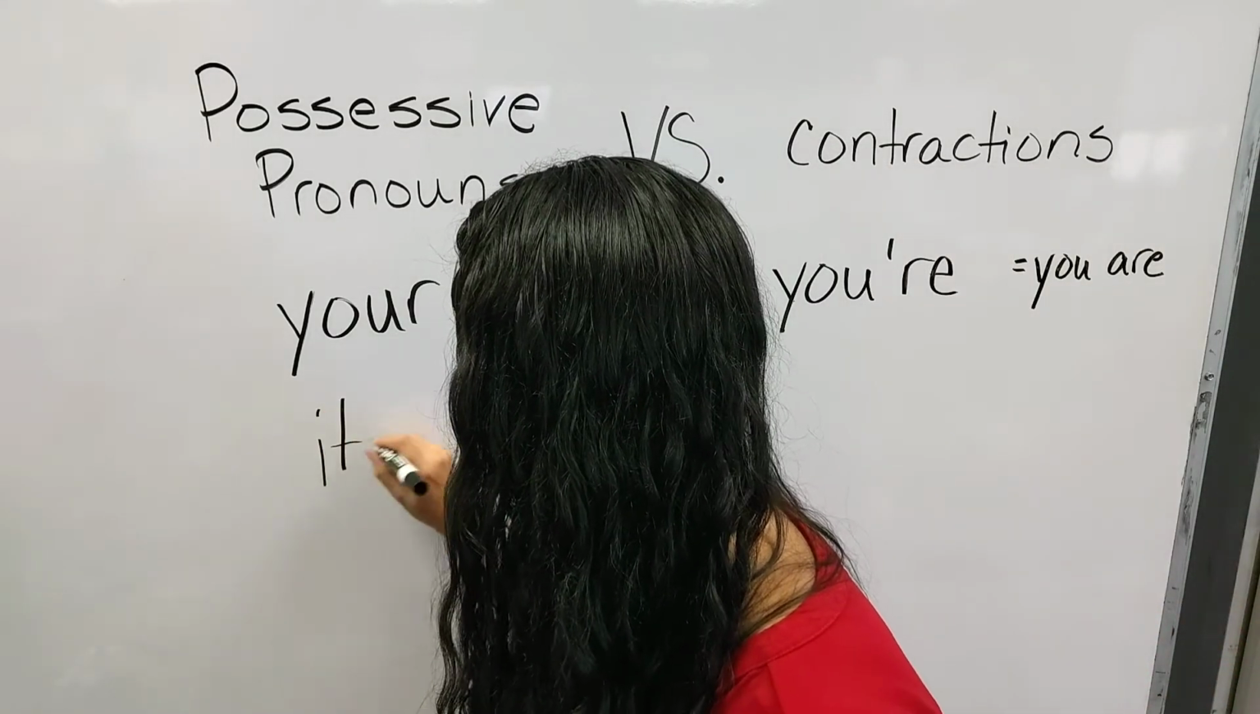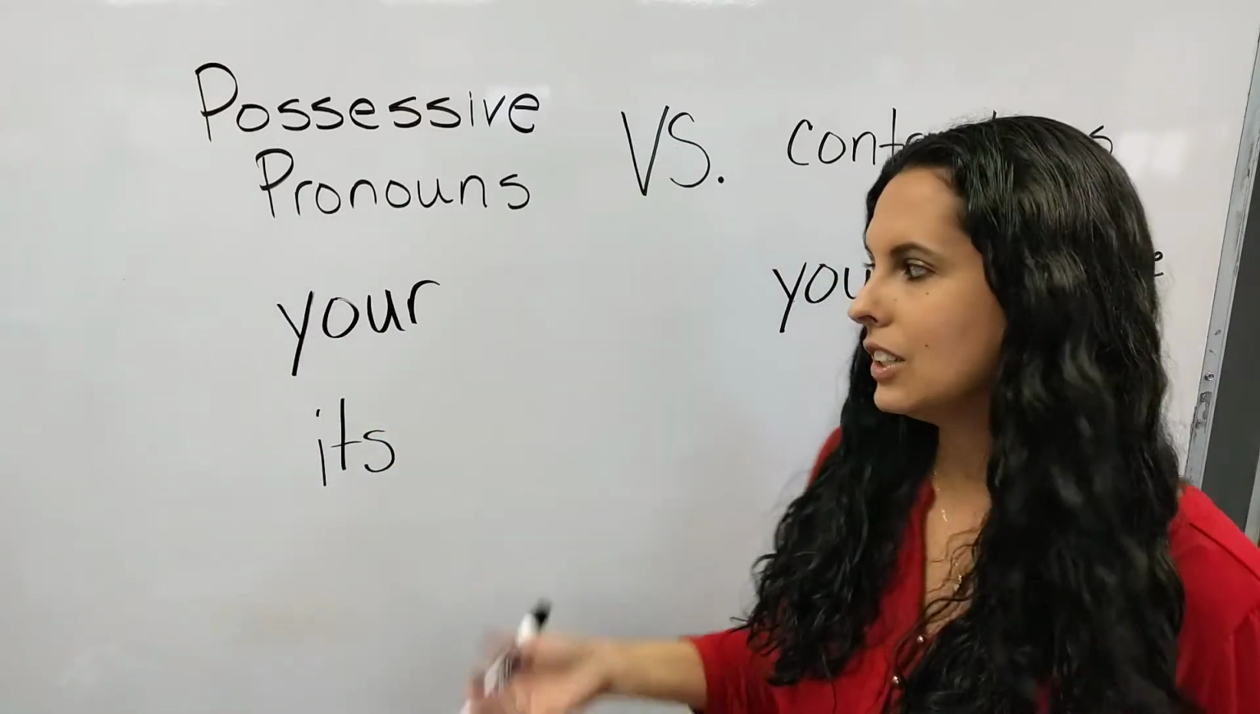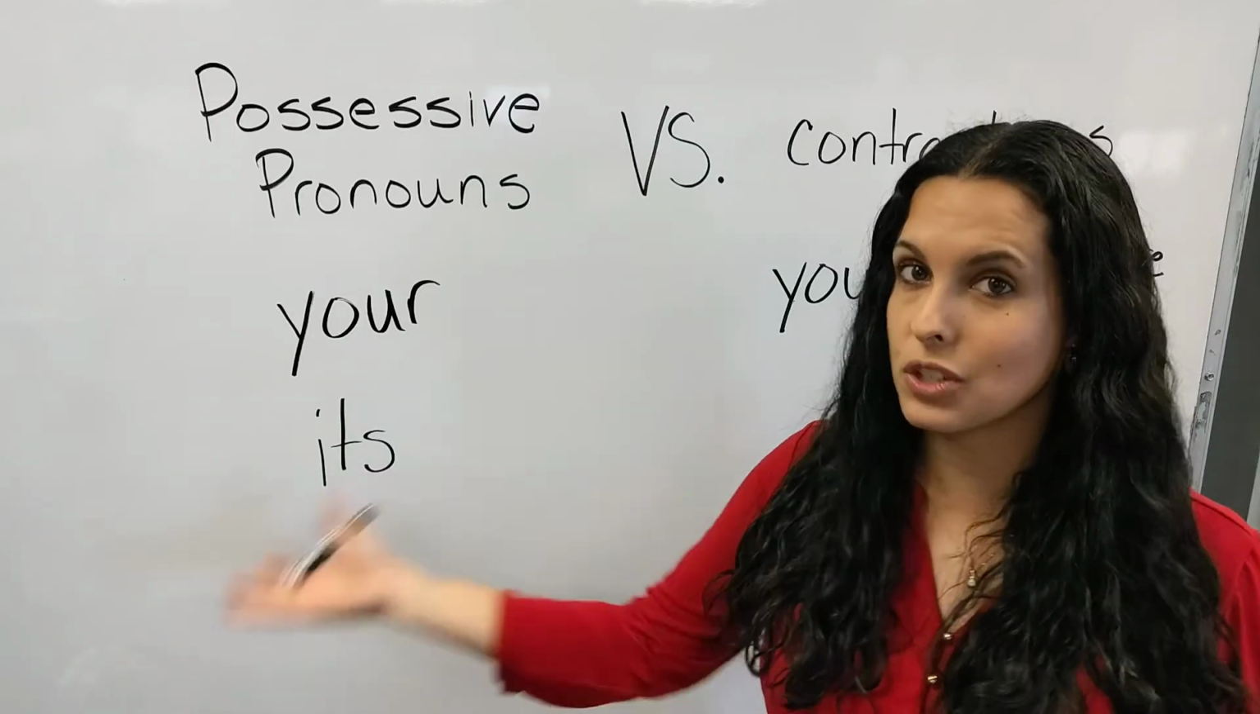Its. The dog lost its toy. The dog owns the toy, so we use its. That's a possessive pronoun because it's ownership.